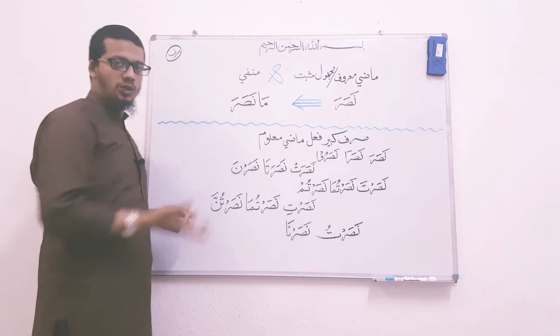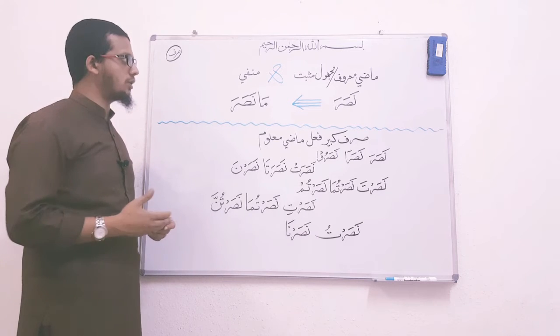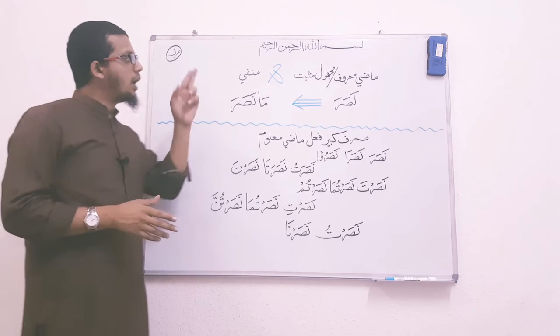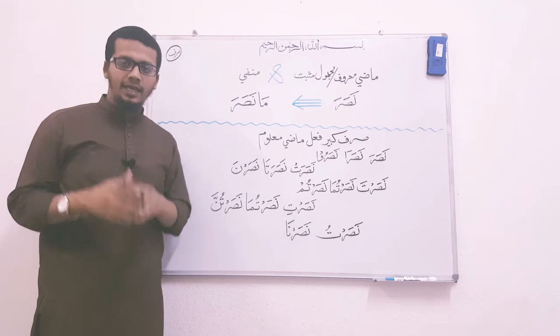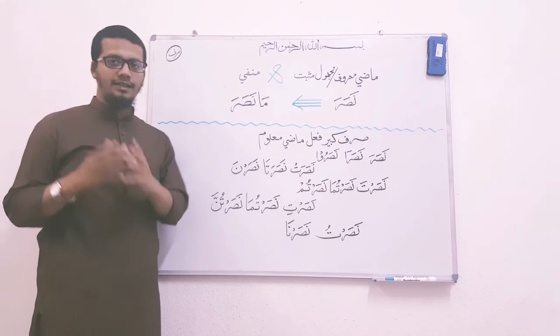In today's lesson, we are going to talk about Madi Maruf or Majhool, Musbat and Manfi. So Madi, as you know, is past tense, and Maruf is active, you know this also, and Majhool is also known to you, which is passive. Musbat means positive, and Manfi means negative.